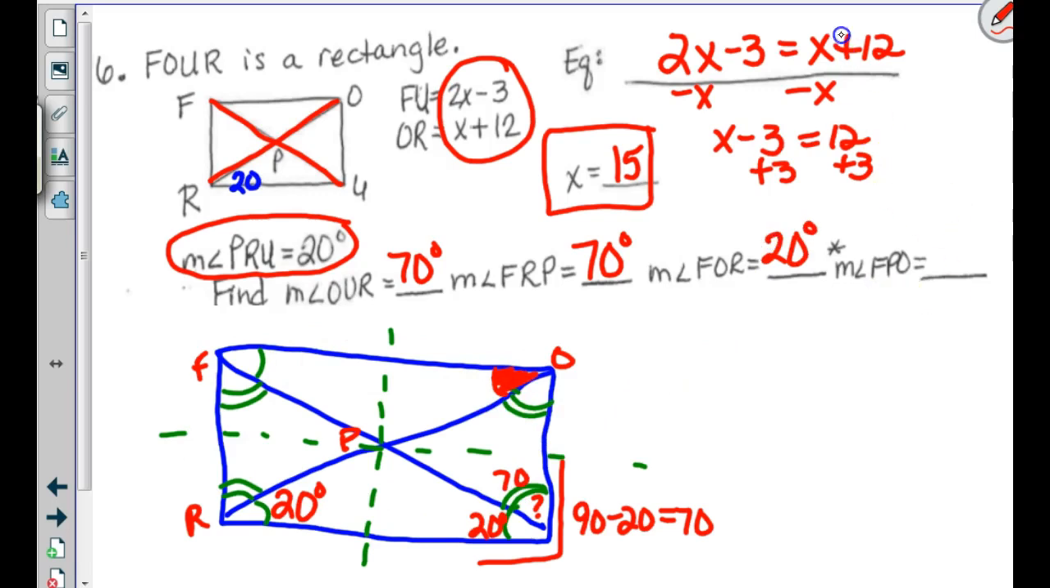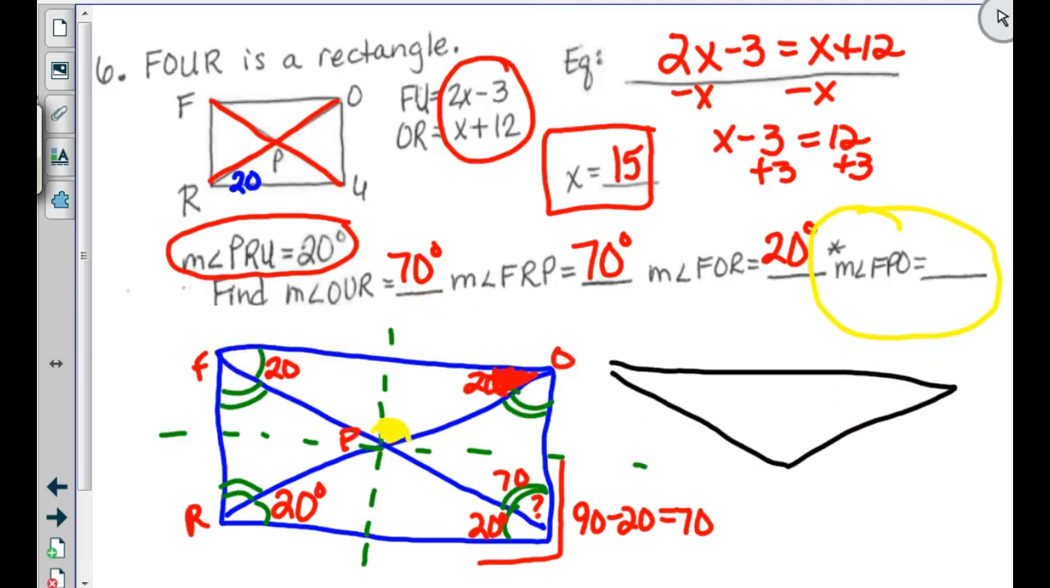This is the one that's tricky, I'm guessing, because it's got this star here. It says FPO. FPO is this whole thing up here, and I'm coloring yellow. Well, remember all these were 20? So if I draw this triangle in real quick, and I take it and I slide it over here, it had a 20 up here, it had a 20 down here, and we're looking for this one. Triangles add up to 180. So 180 minus 20 leaves 140.